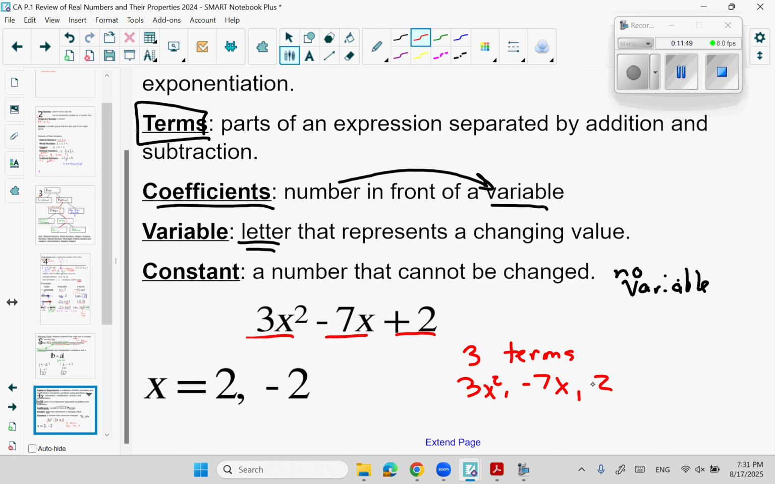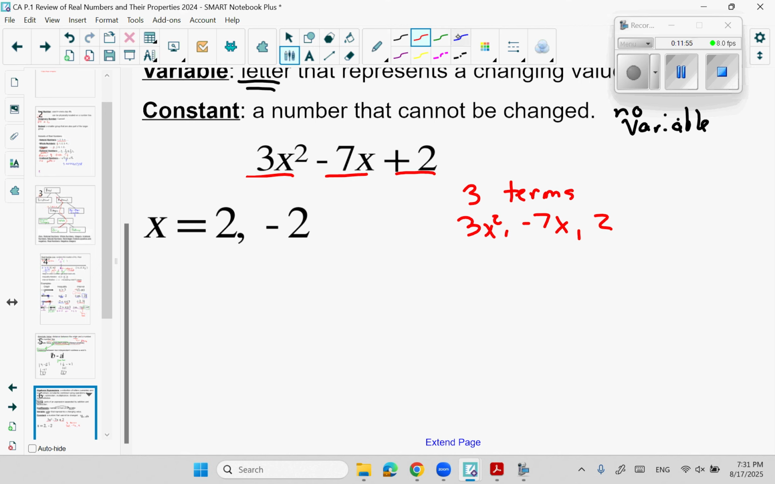We treat them as if plus is happening between them. So you don't write +2, you'd write just +2. Our variable would obviously be the x squared and the x. The coefficient would be every time there's a number in front of one of those variables. So that'd be, in this case, 3 and -7.